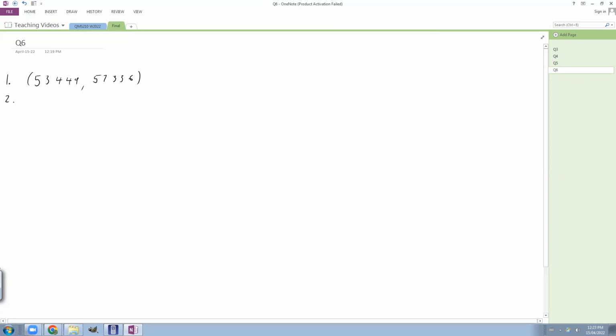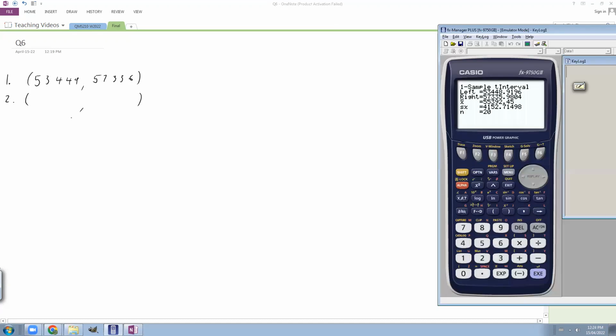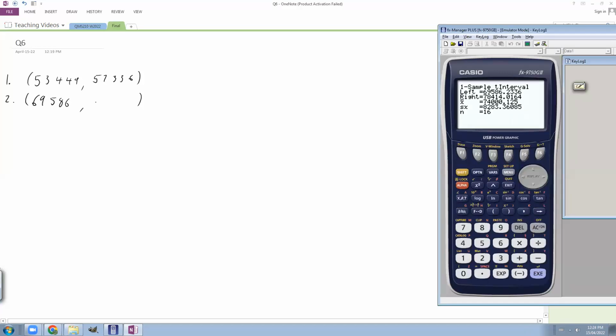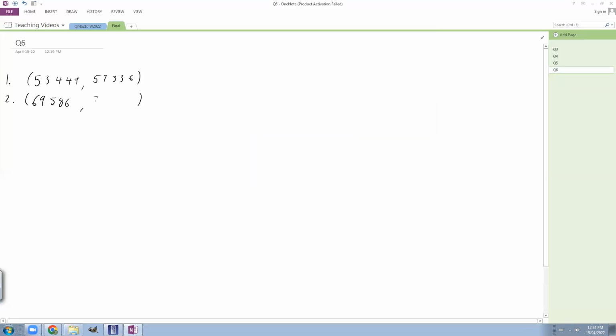And then part 2, we do the exact same thing for outside. It's going to be the same process. All we do is change this from list 2 to list 3, because that's where we stored our outside salesperson data. And so we get 69586 up to 78414.